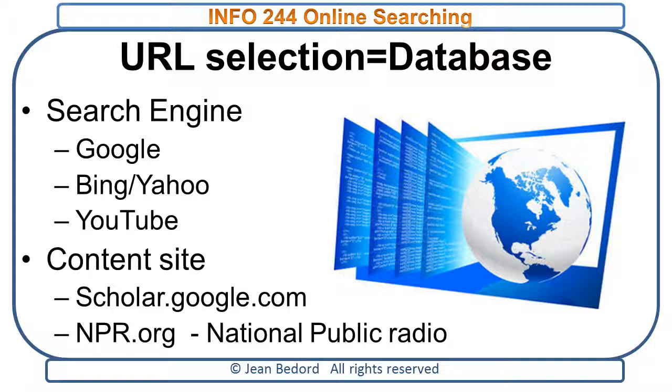Let's look more closely at URL selection. You are making choices about your search results whenever you specify a URL, whether it's a search engine or a content site. Each of these URLs has a different interface and indexes different content.